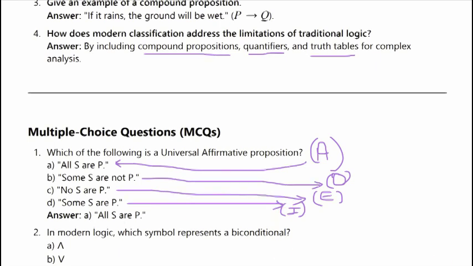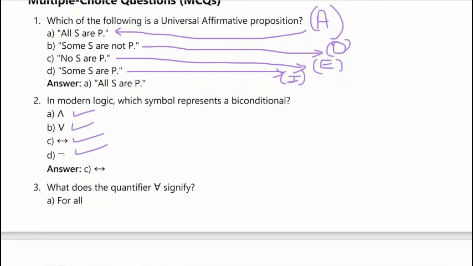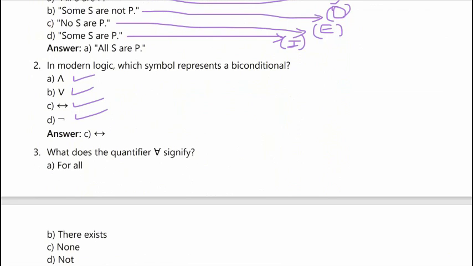In modern logic, which symbol represents bidirectional? Of course, this one. This represents conjunction, this represents disjunction, this represents negation. What does the mirrored A quantifier signify? It signifies for all. And there exists is represented by which quantifier? It is represented by the existential quantifier. Not is represented by which symbol? It is represented by negation.